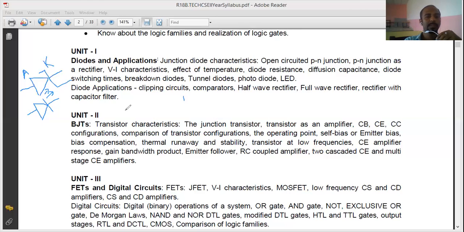Okay, now when you come to the symbol of a transistor, as I said, it has 3 terminals. We call them the emitter, base, and the collector. Now, why is it called emitter? Why is it called collector? Why is it called the base?